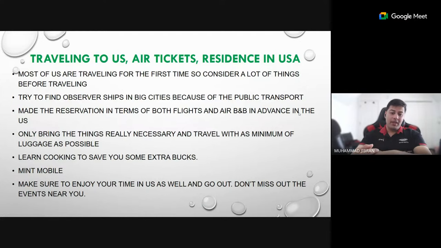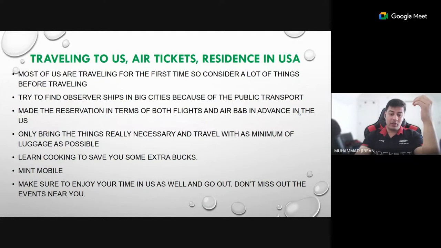And for Airbnb, if you make the reservation within a week or one or two days earlier, it's going to cost you a lot. So it's better to make it a month, two months or three months earlier. In the US, you have to pay before to get the service. In Pakistan, we used to get the service first and then pay. That's what we do in our country, but in the US you always have to pay in advance to get the service.